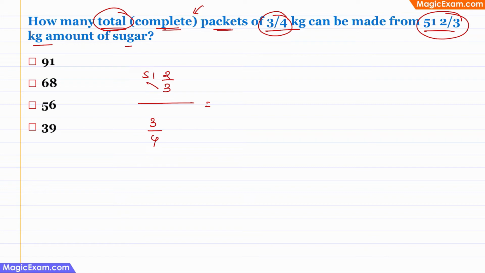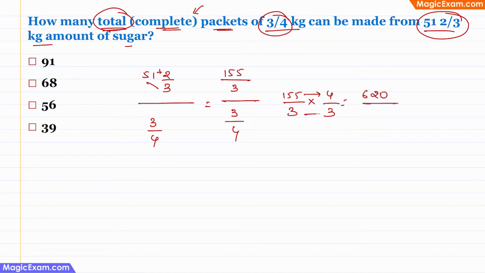So let us simplify this fraction. 51 3s is 153 plus 2 is 155. So 155 by 3 divided by 3/4, which means 155 by 3 into 4/3. Since we can't easily divide anything here, let's multiply it and simplify it further. So 155 into 4 is 620 and 3 into 3 is 9. So now we have to divide 620 by 9. So 9 6s are 54, we'll get 8, 0, 9 8s are 72, 8.